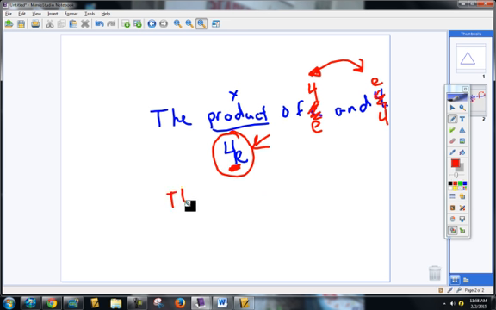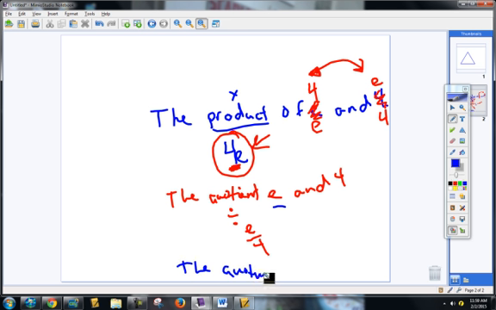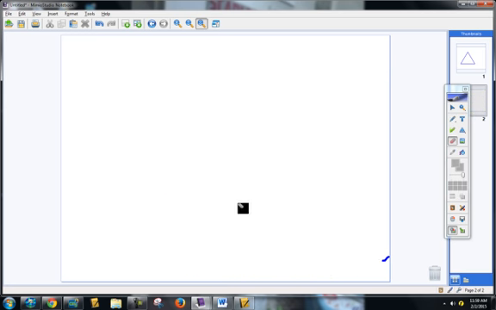Whereas if it's the quotient, that's the answer to a division problem. If it says the quotient of E and 4, then I'm looking for E divided by 4, right? In that order. If it says the quotient of 4 and E, then guess what? I want it in that order. 4 divided by E. Everybody got that and understand that?